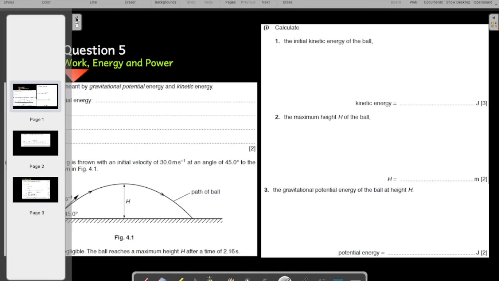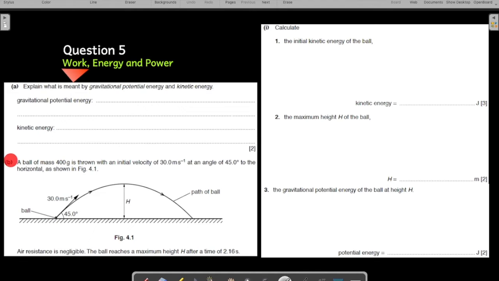Now let's understand the second part of the question. A ball of mass 400 grams is thrown with an initial velocity of 30 meters per second at an angle of 45 degrees to the horizontal, as shown in this figure. So there is a projectile motion that you see here. The air resistance is negligible. The ball reaches a maximum height h after a time, also given, 2.16 seconds. Calculate the kinetic energy of the ball.